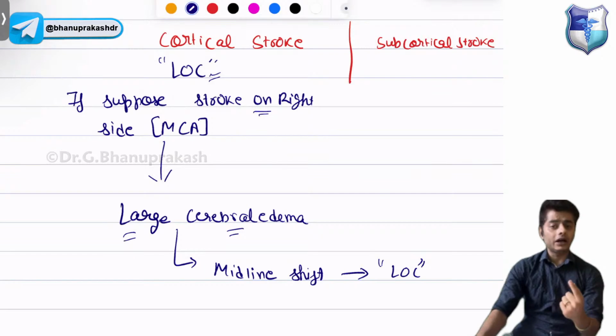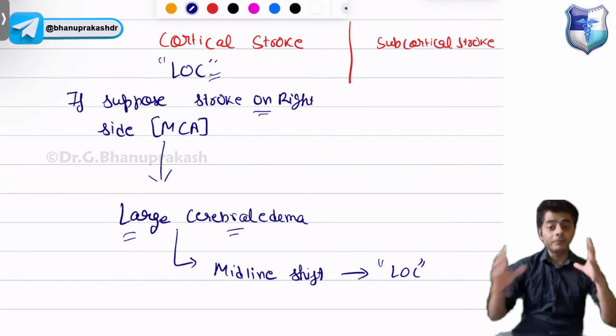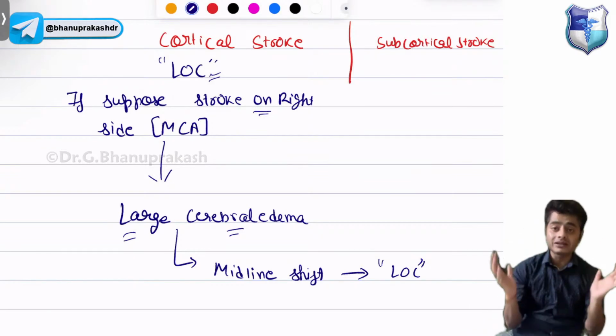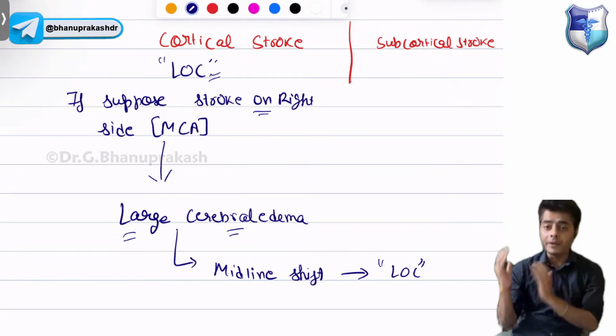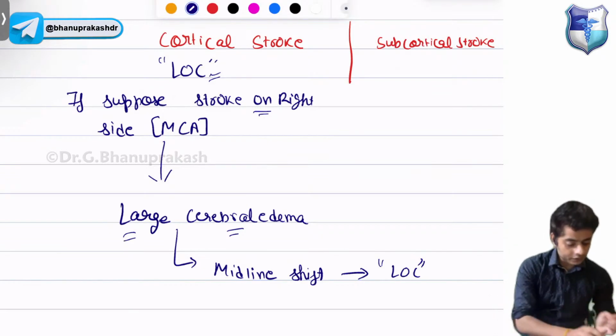If coma is happening with a unilateral lesion, it means that the cerebral edema was so large that it was doing a midline shift. Everyone got this concept? Just give me a thumbs up.